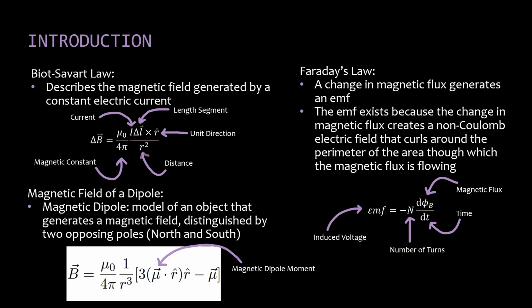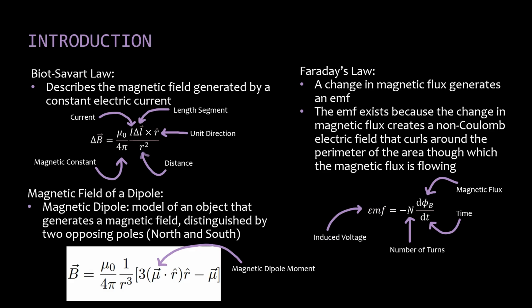Now, the magnetic field of a dipole is a model of an object that generates a magnetic field distinguished by two opposing poles, meaning a north and a south pole, which is what we are saying our magnet is in this circumstance. And it can be seen by this equation right here. An important part here is this mu is the magnetic dipole moment.